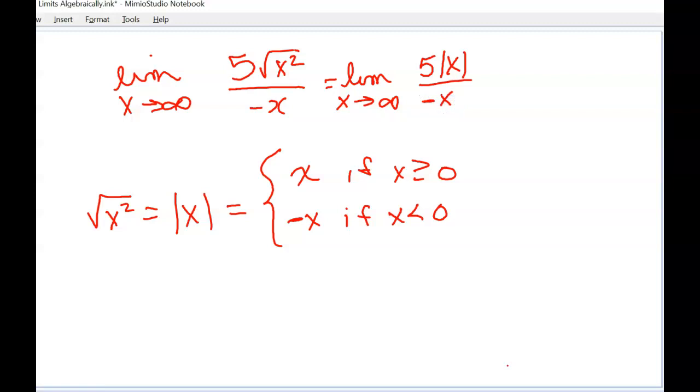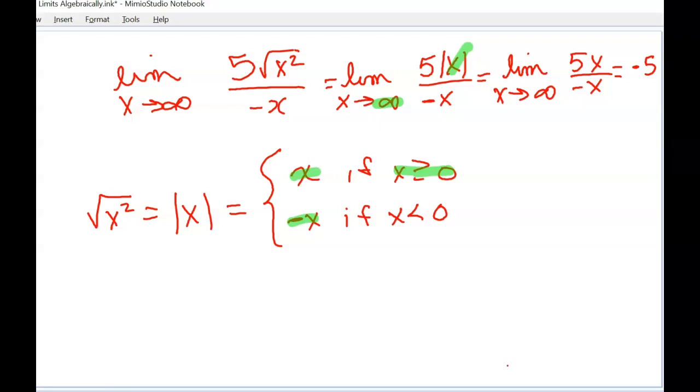And now I have to get rid of my absolute value by either using the positive branch or the negative branch. And how do I determine that? Well, my x values are going to positive infinity, which are greater than 0. So I'm going to replace my absolute value of x with positive x because my x values are greater than 0. So this is going to be 5 times x over negative x. If you simplify that expression, you'll get negative 5. So that means as I go to the right, the limit as x approaches infinity would be negative 5. So my horizontal asymptote to the right would be negative 5.